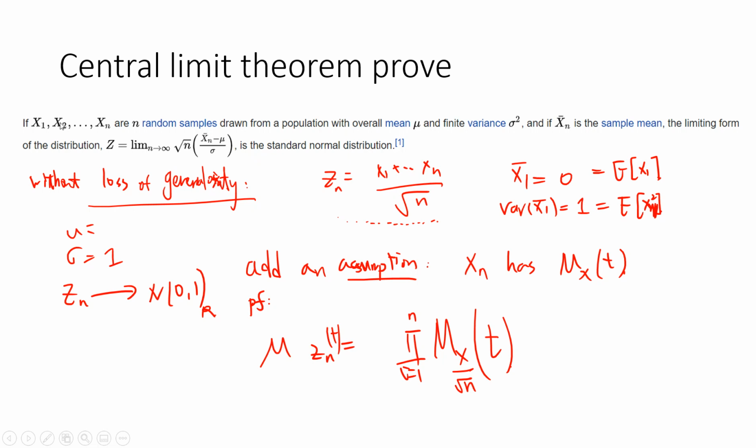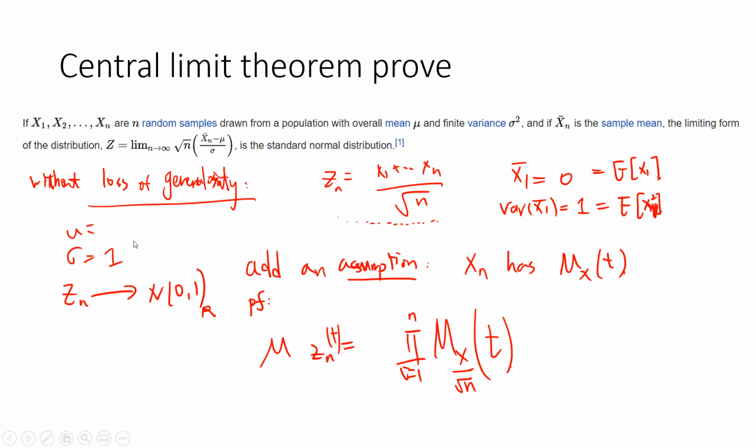The beauty of this theorem is that no matter what the distribution is, if the variance is non-zero, then if you add them up and take the suitable combination, as n grows to infinity, it always becomes a standard normal distribution. So this is the general rule for all probability distributions.